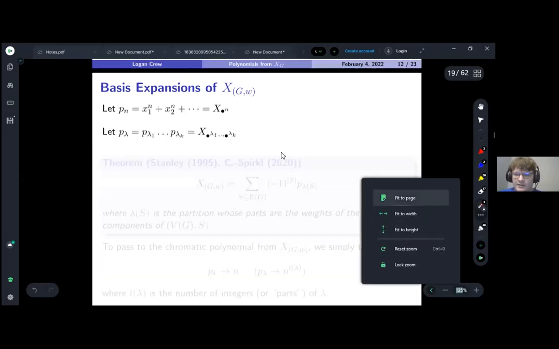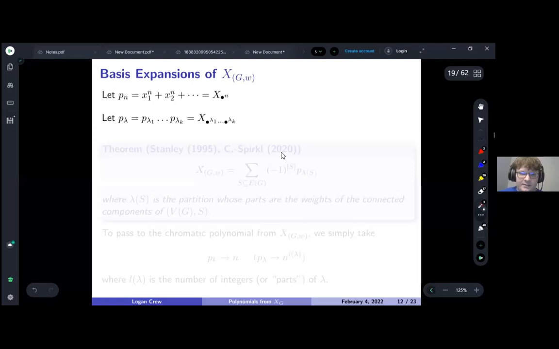And what other good bases are there of symmetric functions? One good example is the p-basis. The p-basis is usually defined as p sub n is the sum of all variables to the nth power, and you'll note that under our definition, that is the chromatic symmetric function of a single vertex of weight n. And likewise, p lambda is defined by being multiplicative across its parts, and this is just going to be the chromatic symmetric function of the complement of a complete graph, just those k disjoint vertices of those weights.